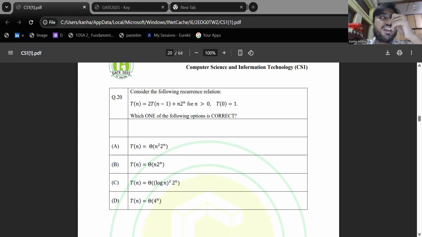Another way is using a particular solution when there is a linear recurrence. What is a linear recurrence? One whose power is one, with constant coefficients. There is another way, generating functions, and a commonly used one is the master theorem, where the generic formula is T(n) = a·T(n/b) + f(n). This is what the master theorem formula is.